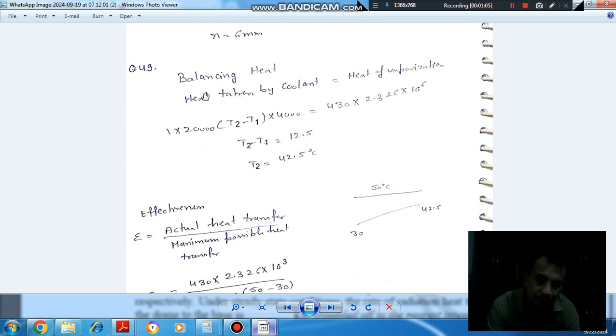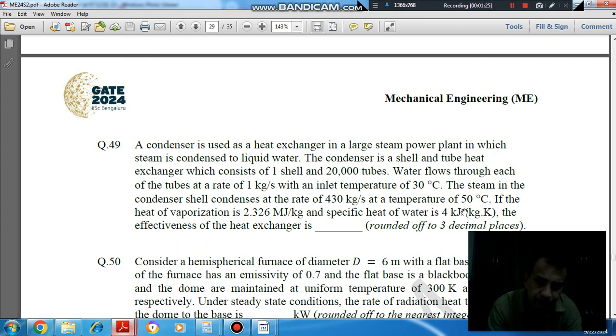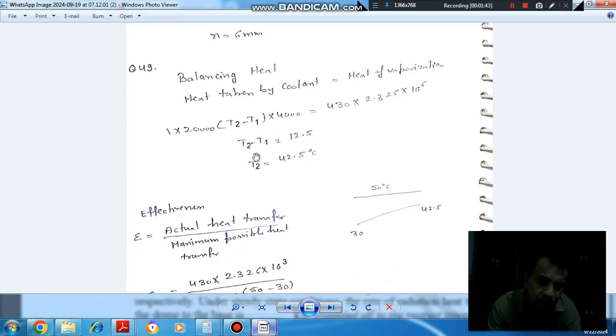So here, first of all, balancing heat: the heat taken by the coolant will be equal to the heat of evaporation or heat of condensation, because here the latent heat of evaporation is given, and the heat of evaporation and heat of condensation are the same. So the coolant is of specific heat 4 kilojoule per kilogram, and its mass is 1 into 20,000, because there are 20,000 tubes and in each tube the mass flow rate is 1 kilogram per second, and its initial temperature is 30 degrees Celsius. So T1 is 30 degrees Celsius and T2 we have to find out.